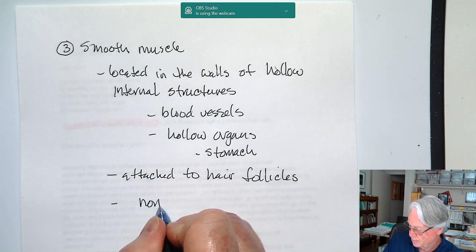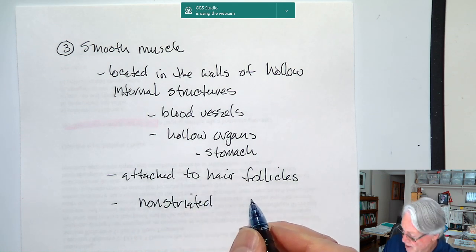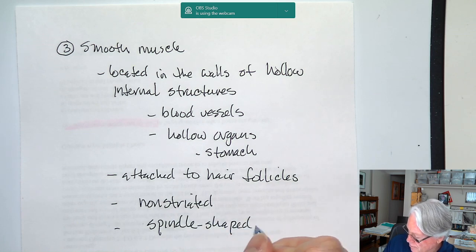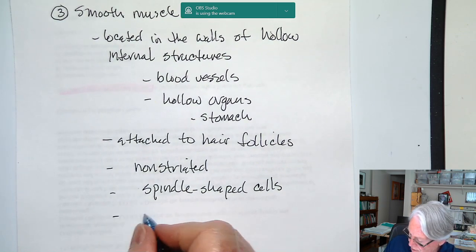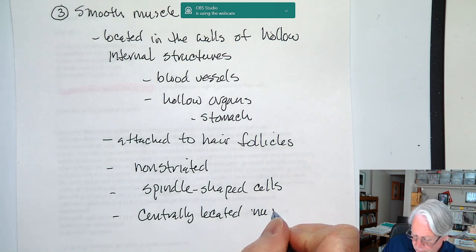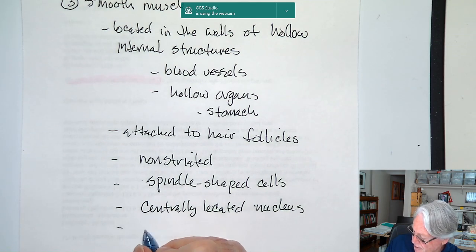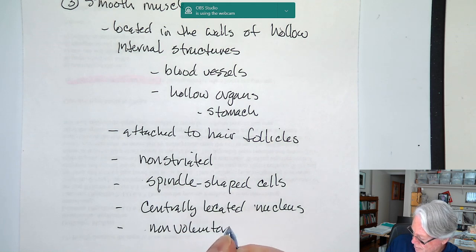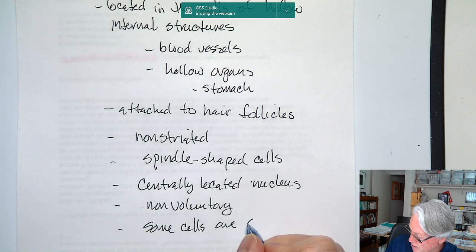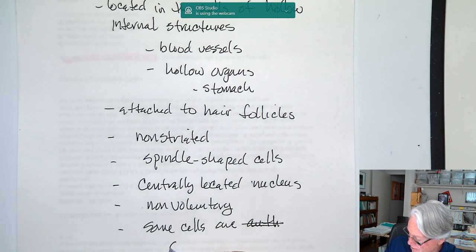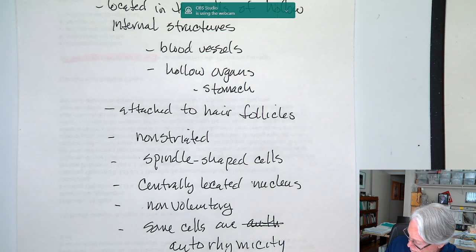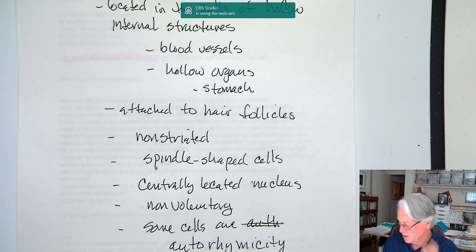It is non-striated. The shape of the cell is spindle shape. It has a centrally located nucleus. It is non-voluntary. And some of the cells have this property of autorhythmicity. I'm having so much trouble with that word. Autorhythmicity, involuntary.